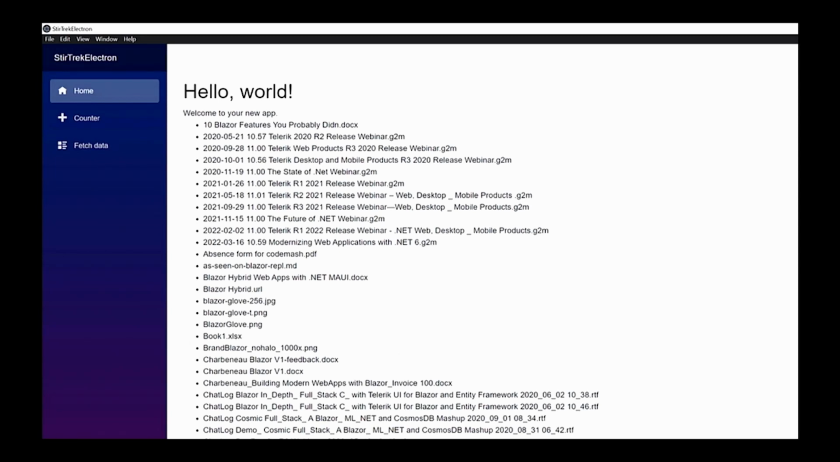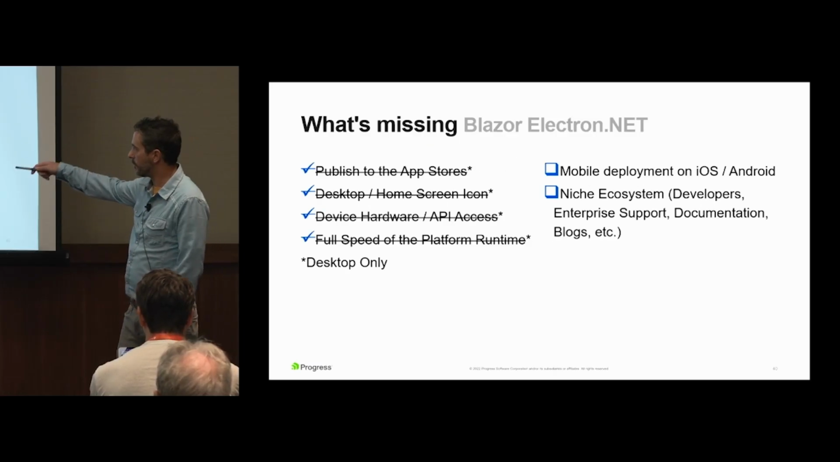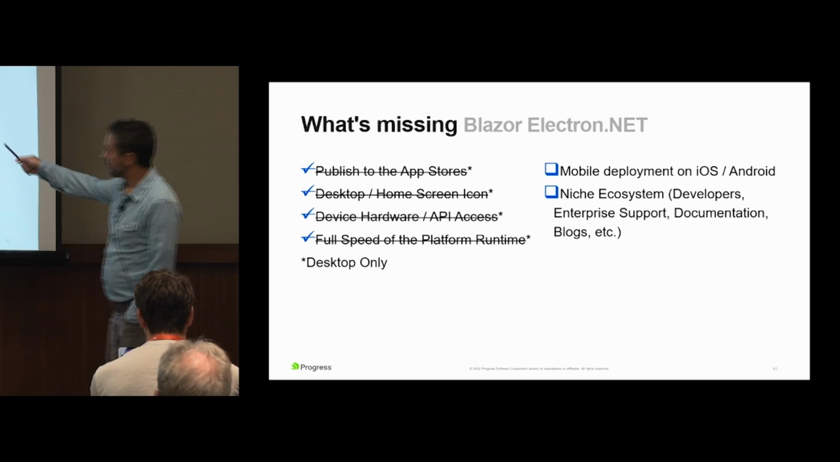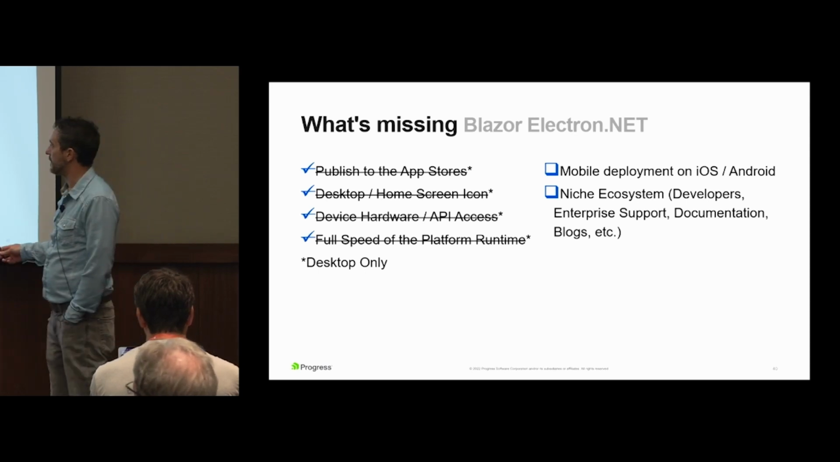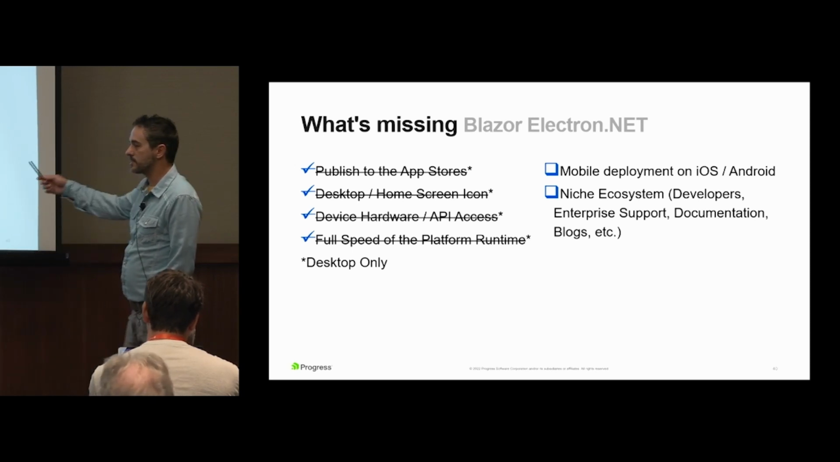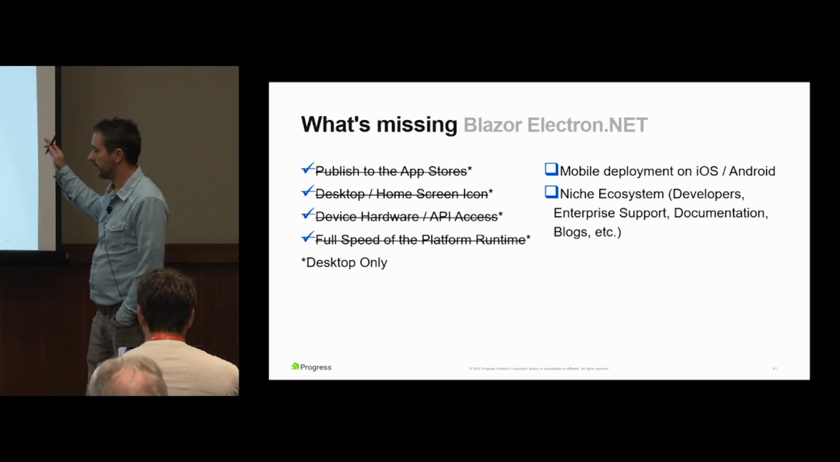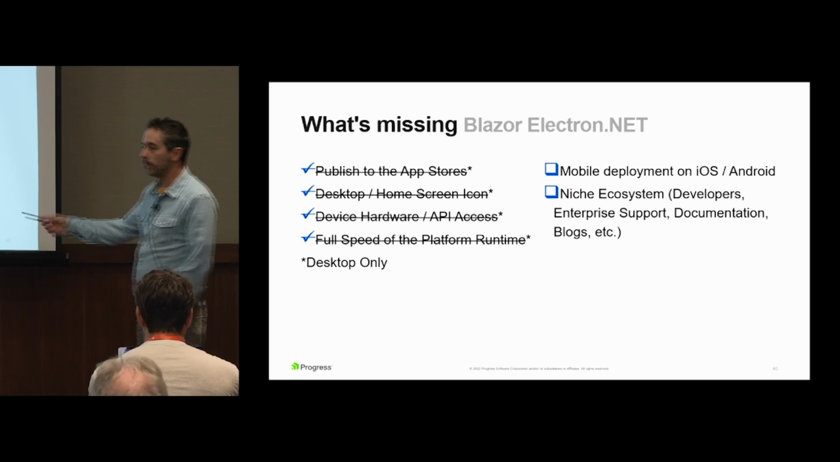So we're gaining some new ground here. We can actually have a desktop application and access our file system and many of the other APIs that come along with the Electron.NET wrapper. So we've checked off some more boxes here. We can publish to app stores, because this can compile to a native application for Windows and Mac. We have icons with that. We have device hardware API access with this. We can read file systems and other sensors and things that are on those devices. We have the full speed of the .NET runtime here.